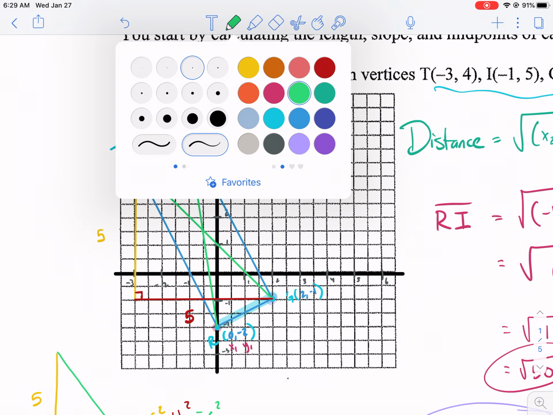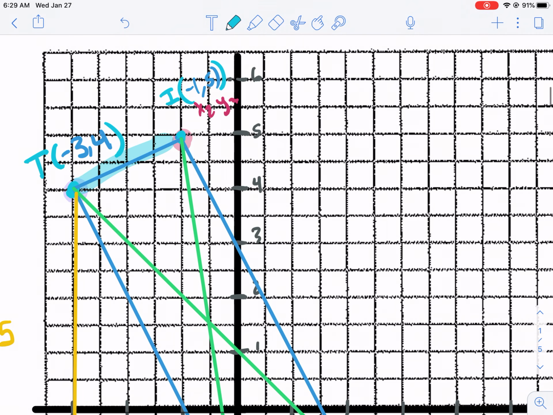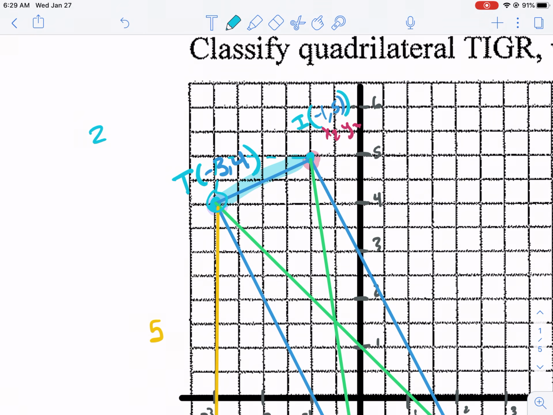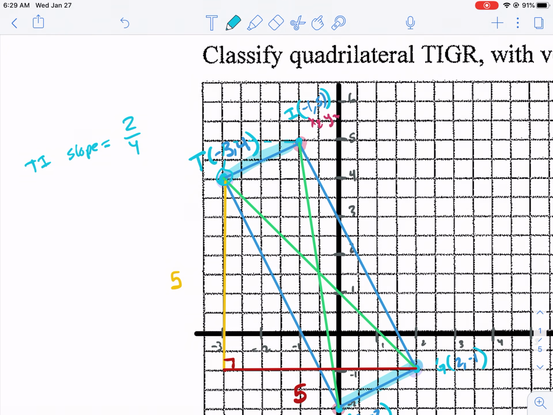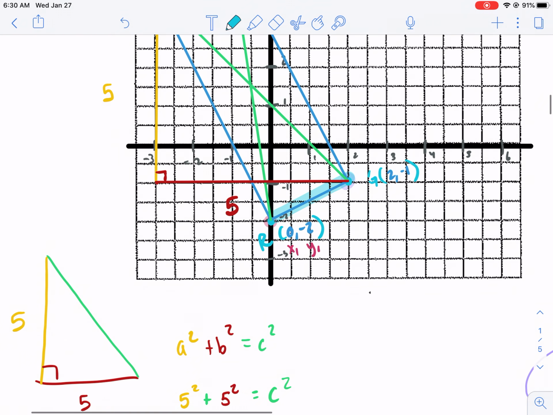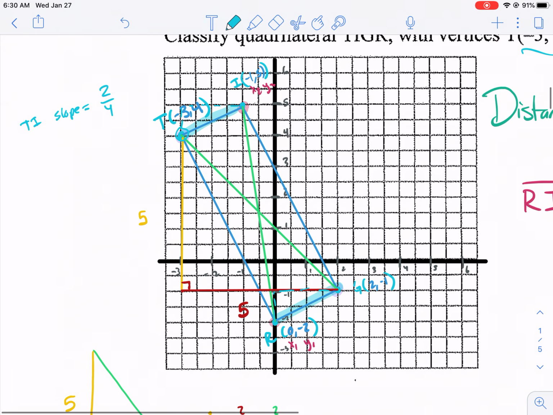And let me do that real quick for you. So rise over run. So I'm going to go up from the left point, up 1, 2, 3, 4. So I went up 2 over 4 was my slope for that line. Okay, that was TI. Then for RG, I went up 2 over 4. Actually, that's up 1 over 2. Sorry, my units are a little bit off. It's the same thing though. And then RG, slope was the same. Okay, so opposite sides are parallel there.